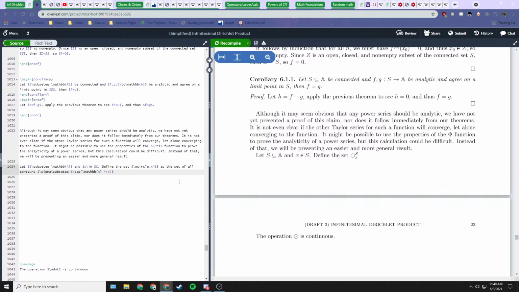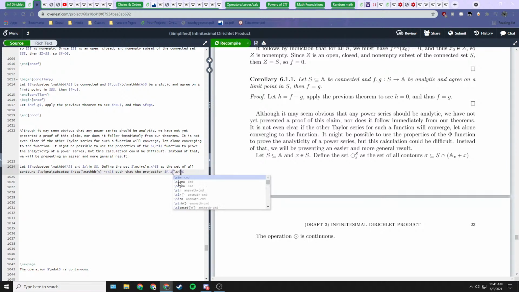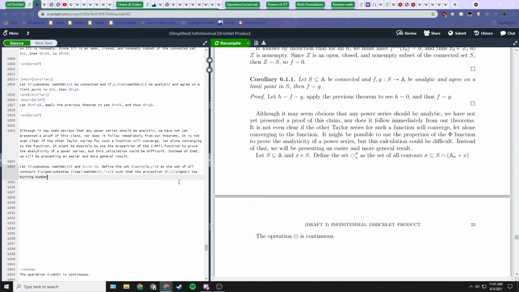This is a really interesting definition. There's one more piece, such that the projection P1 of sigma has turning number 1 about P1 of X.